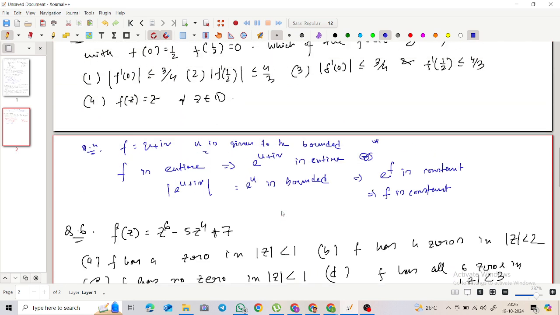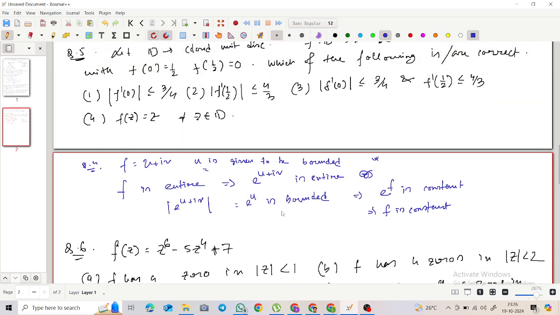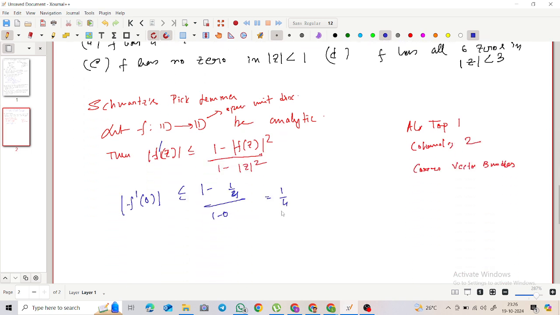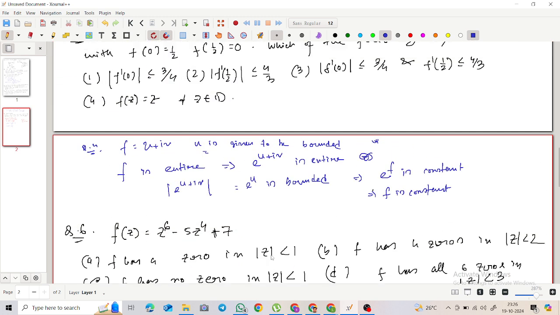Here it is given to be 3/4, so it should be, why, 1 minus 1 by 4, sorry. So this is true. And next, f prime half is 1 minus 0 by 1 minus half square, that is 4 by 3. This is true as well. So A, B, C are correct.